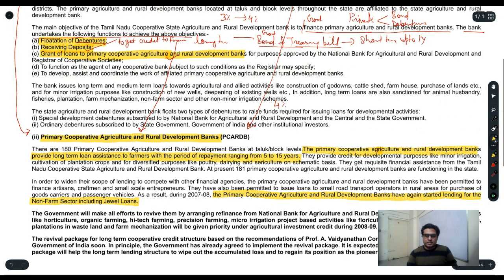So they have started this thing for a brief period of time. They have stopped this thing, but again they have started this thing. Actually, why they have started: because some problems and loopholes were there, so they have rectified those loopholes and they started again providing the non-farmer loans, right?